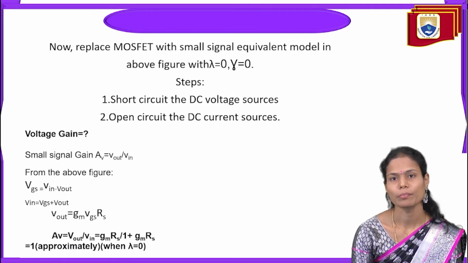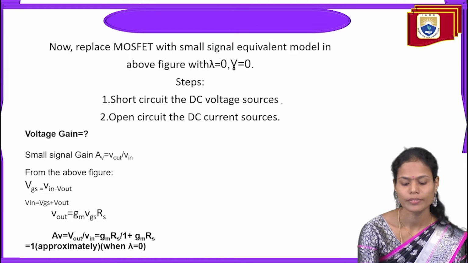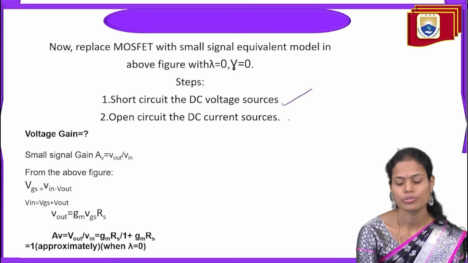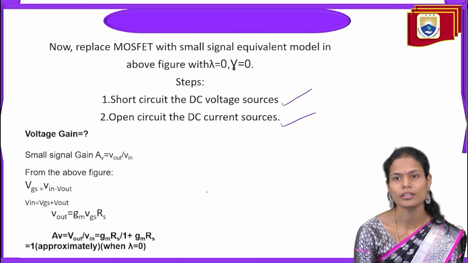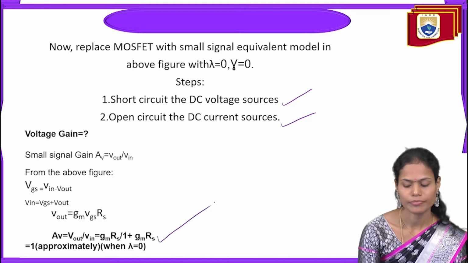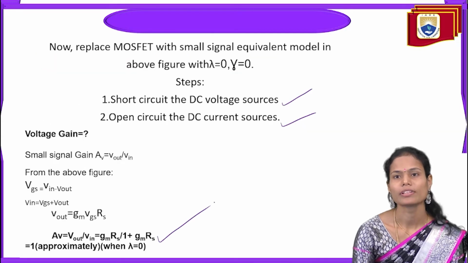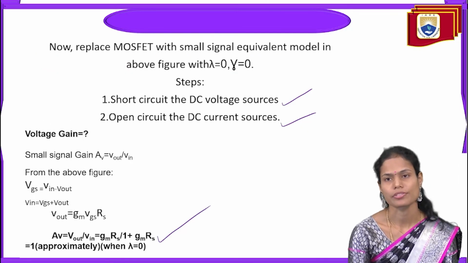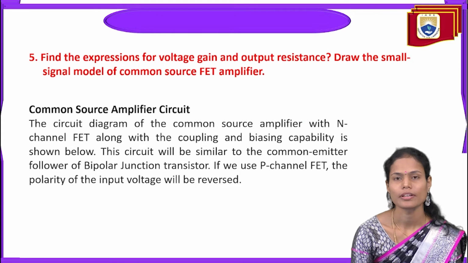And next, to find the parameters, we have to short circuit the DC voltage sources and open circuit the DC current sources. Then we have to analyze the circuit to find the gain parameter as well as the input and output resistances here. And next, find the expressions for voltage gain and output resistance.